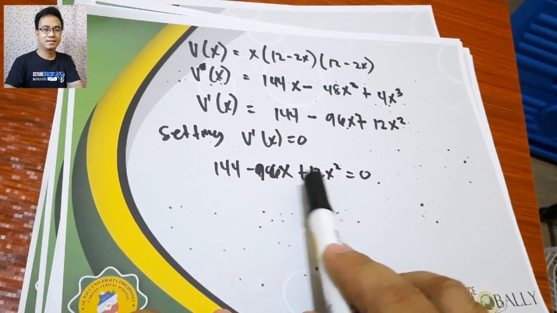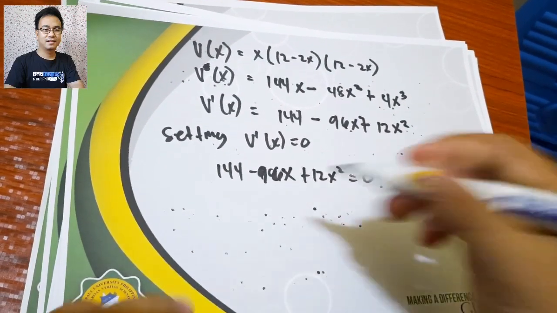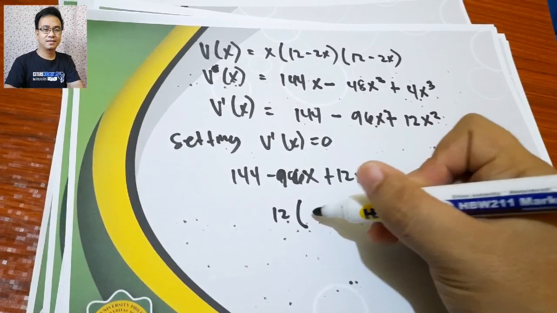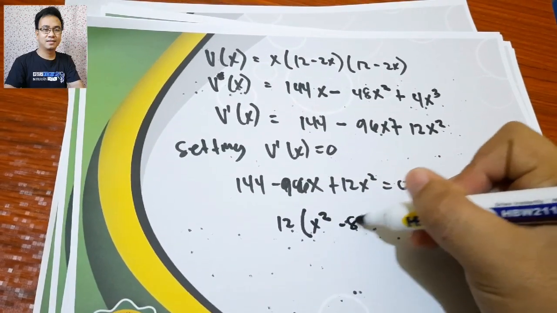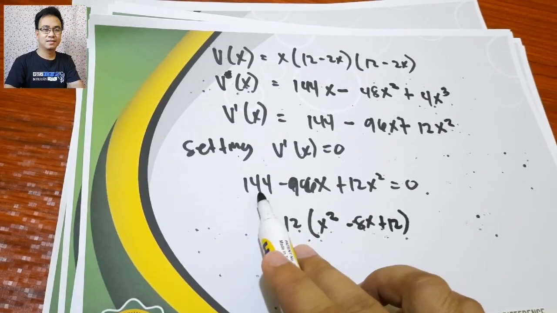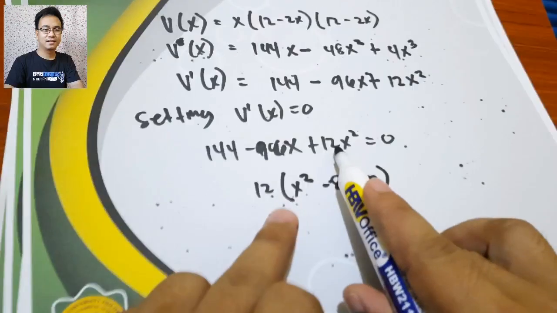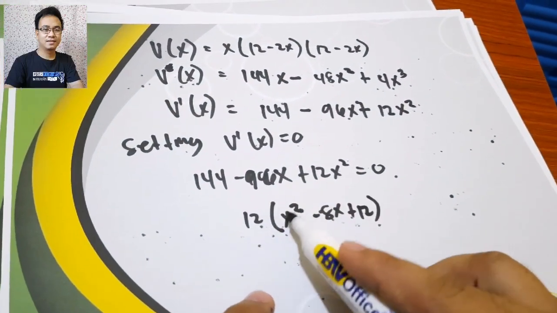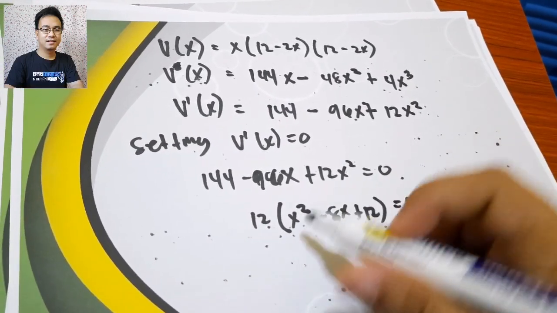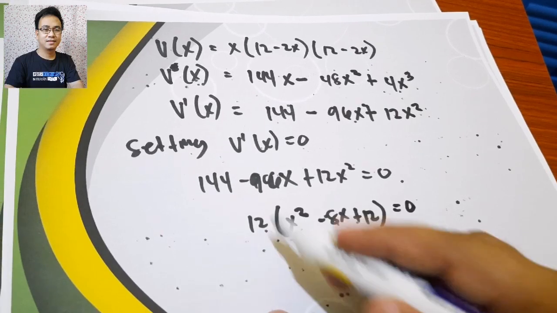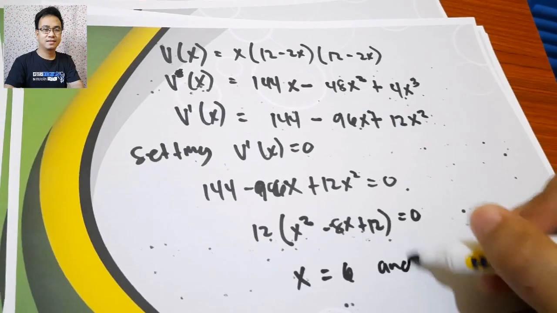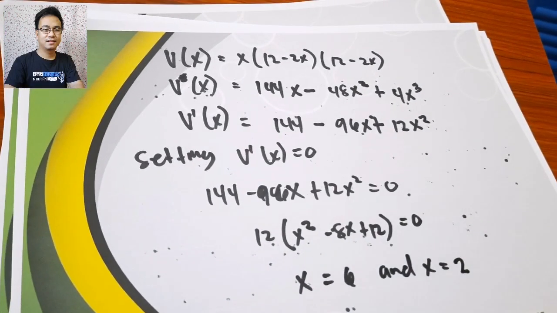Okay, you notice 12, 96, and 144 has a common factor of 12. So kung lalabas mo yung 12, mangyayari 12 times x squared minus 8x plus 12. Dinis-arrange lang po natin yung function. Yung 144 ginawa natin dun sa last. Tapos yung 12x pinunta natin dito sa unahan equals 0. And this function, if we try to solve this further, will give us x equals 6 and x equals 2.